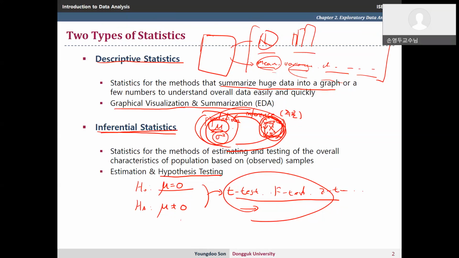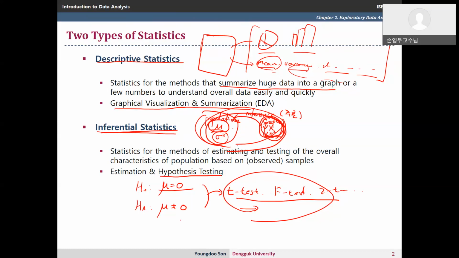And the other type of statistics is inferential statistics. This is actually the statistics we learn in statistics course, the estimation and hypothesis testing. So we make hypotheses, for example, here null hypothesis and alternative hypothesis, and test them by some statistical tests, such as t-test, f-test, z-test, and so on.